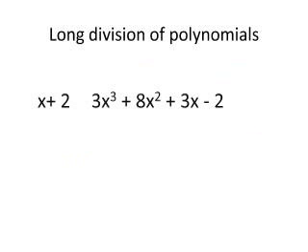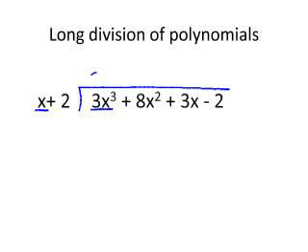So let's say we wanted to divide the polynomial x plus 2 into this cubic polynomial. Okay, so we treat it just like a long division problem, and we'll set it up this way. But instead of looking at what x plus 2 will go into, what we do is concentrate on the first terms. So I look at the x, I want to know what do I have to multiply x by to get 3x cubed. Well, we'd have to multiply by a 3 and an x squared. So I put that on top.